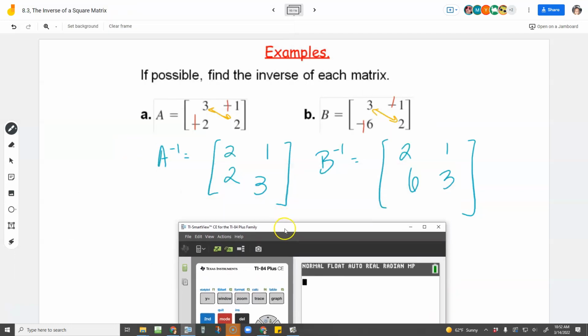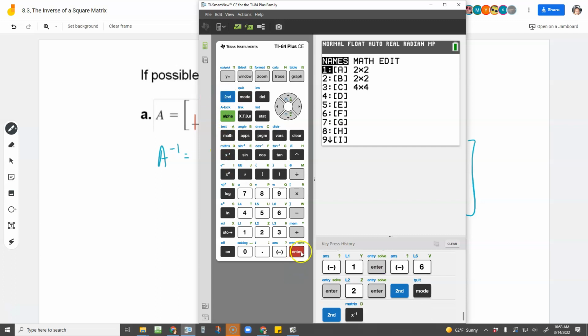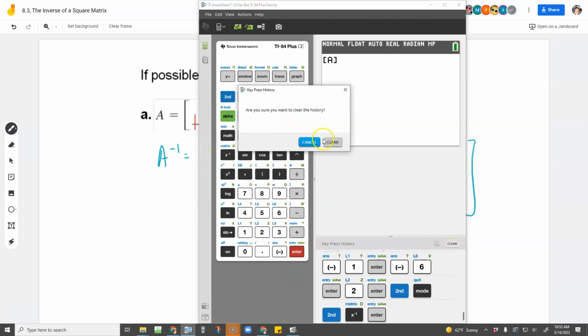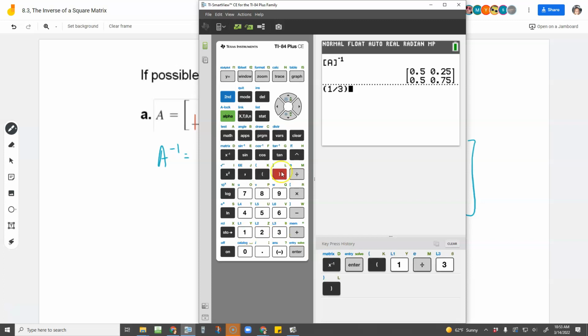Ready? Let's check our answers and see, was the pattern enough? Go get your matrix A. With my matrix A, what button looks like an inverse? Oh, I thought that was the reciprocal button. Like, what is 1/3 reciprocated? 1/3 reciprocated is 3. It is the reciprocal button, but they programmed it to act like the inverse button of your calculator. That's kind of snazzy. You don't even have to go to another menu.